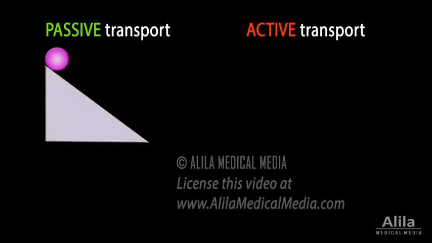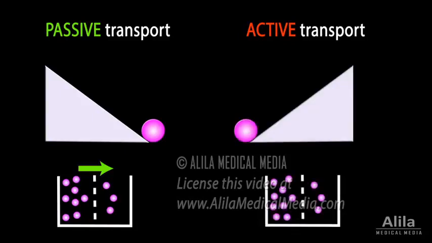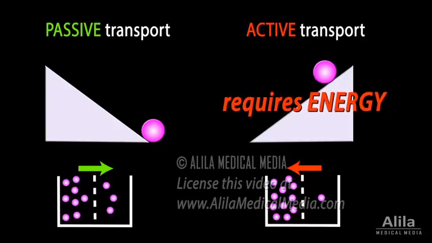Transport of a molecule can be passive or active. Passive transport does not require energy input because it moves the molecules downhill, for example, from higher to lower concentration. Active transport, on the other hand, moves the molecules against their gradients and therefore requires energy expenditure.